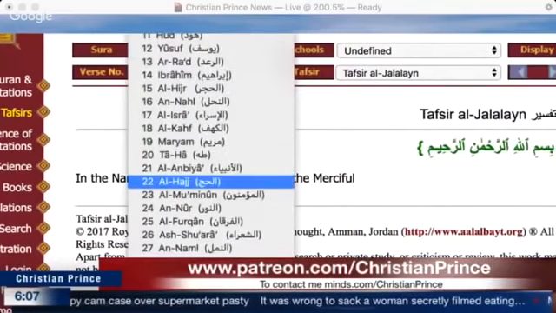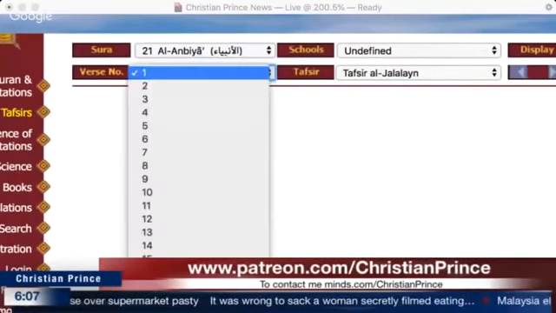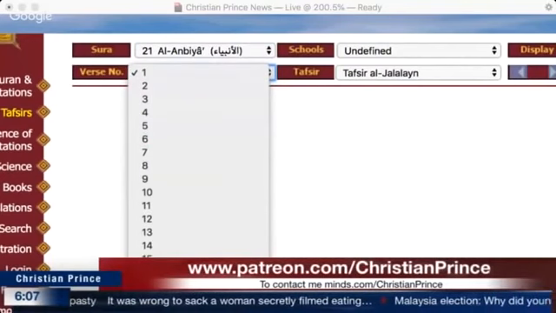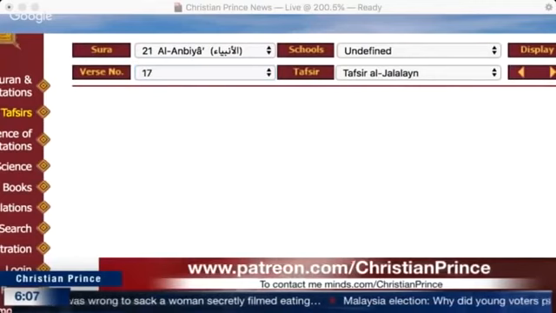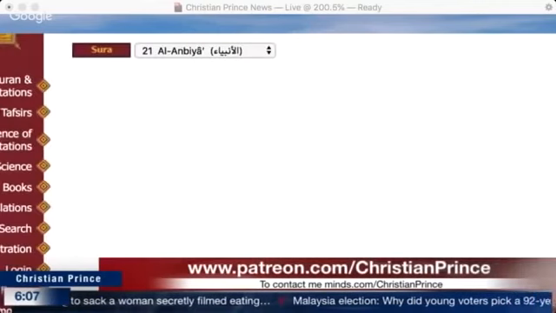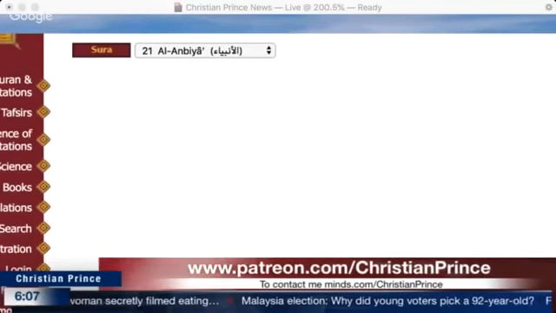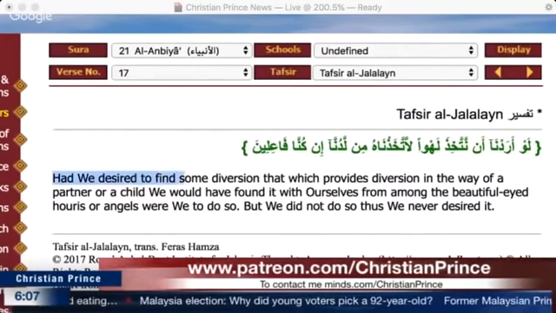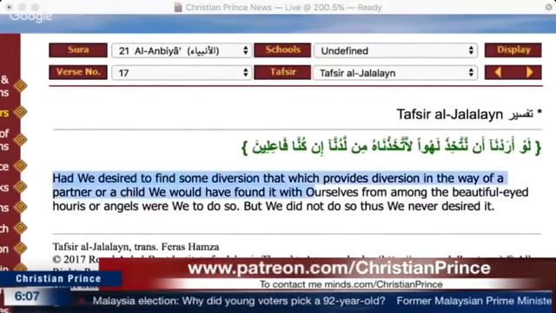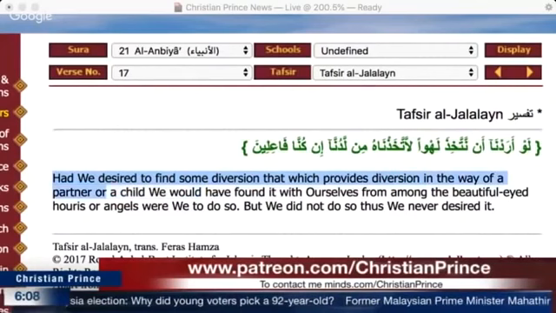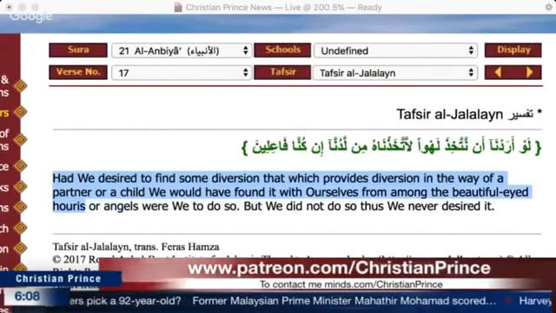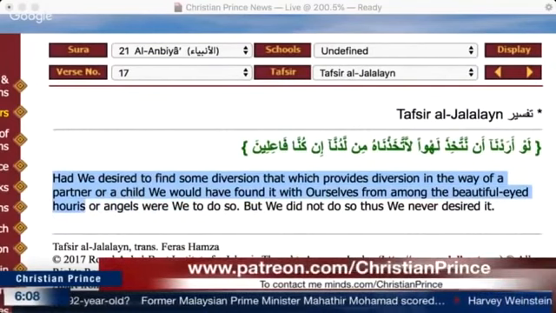Or maybe this could have an understanding: Allah could make something for himself. Some words appear the same for somebody who doesn't speak Arabic, they sound the same, but they are not the same. However, here the word lahu in both chapters we are reading from is about women for fun, generally speaking. So here it says, had we desired to find some diversion, in the way of partner or a child, we would have found it with ourselves from among the beautiful-eyed houris. This is lahu, as we said, it's a female.